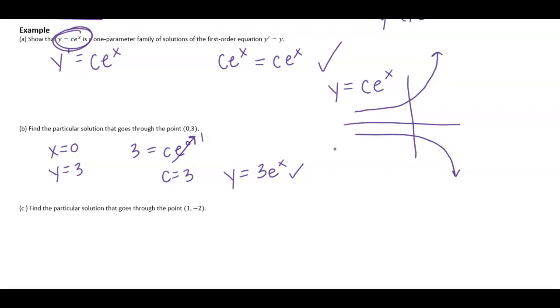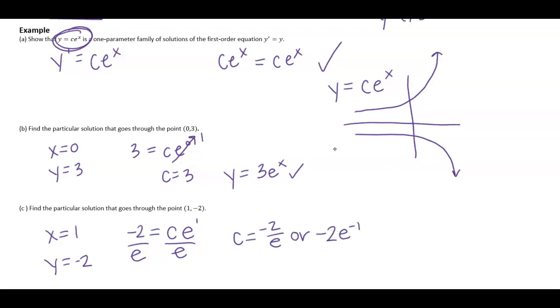All right, let's look at one that might be a little more tricky. When x equals 1, y equals -2. So -2 equals c e to the 1. Well, e to the 1 is just a number, so I can divide by the number e on both sides, and I get c equals -2 over e, or -2 e to the -1. Therefore, when I plug that in, that's what I plug in for c.